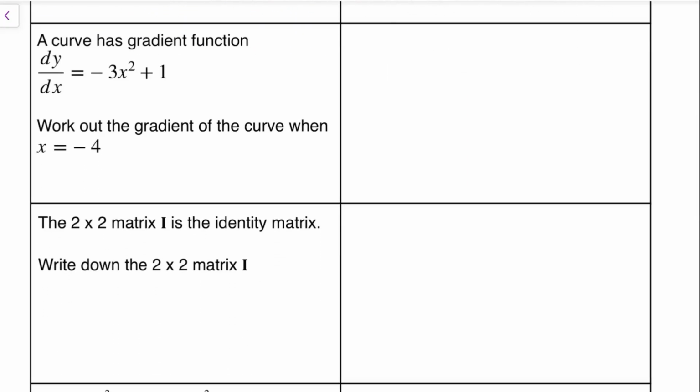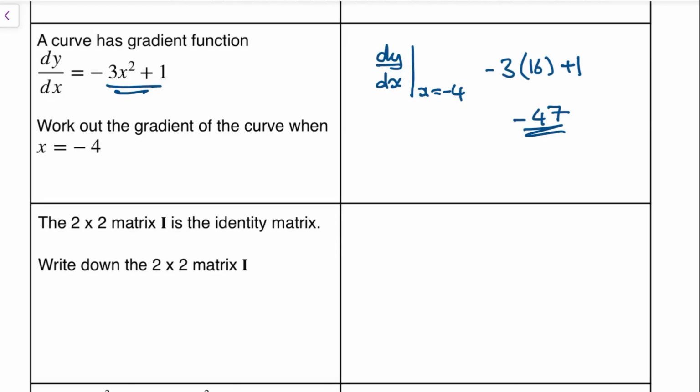Next question. Okay, so a curve has a gradient function. Now the key about this question is it's giving you the gradient function. So I don't need to differentiate. I already have the function to work out the gradient. So basically it wants me to work out dy/dx when x is equal to minus 4. So I'm just going to put minus 4 into that equation. So that's going to be minus 3 times minus 4 squared, which is 16, plus 1. Well, minus 3 times 16 is minus 48, plus 1 is going to give me minus 47. So in other words, a very steeply negative gradient.